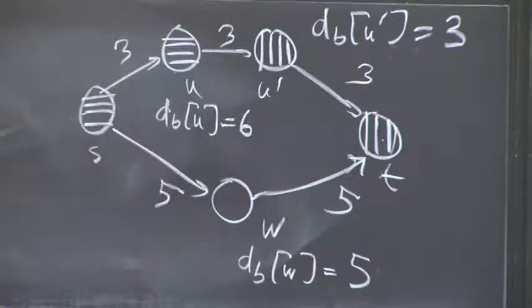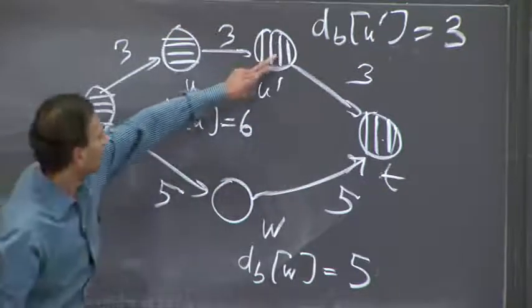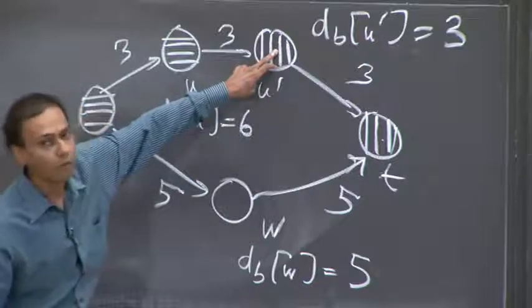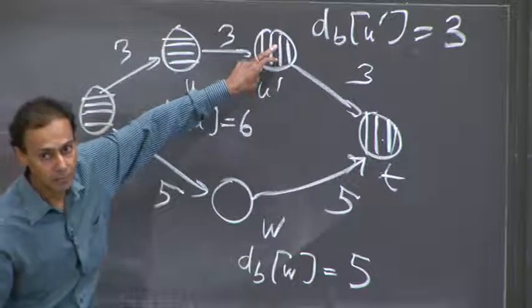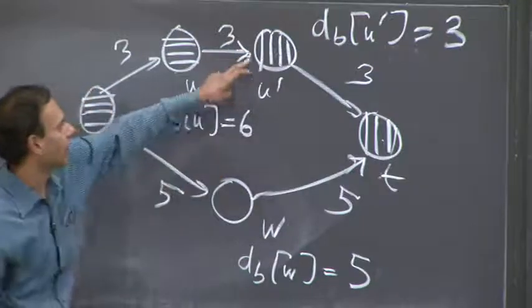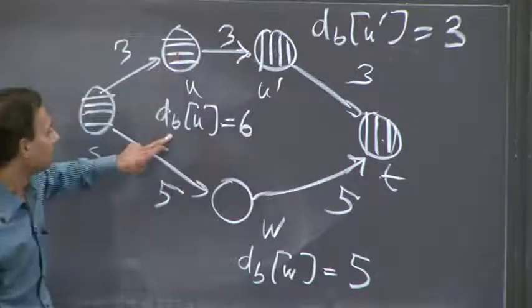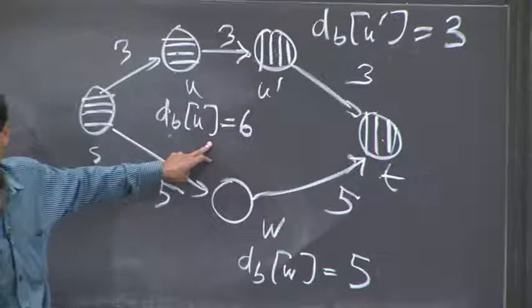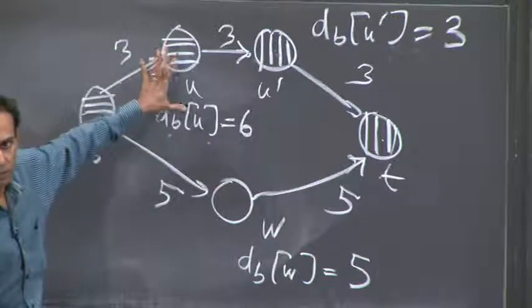All right? So what happened here simply was that I picked this vertex off of QB, because that was the min priority. And all I did was relax this particular edge in the backwards direction and set dB of U equals 6. All right? Almost there. Any questions so far?